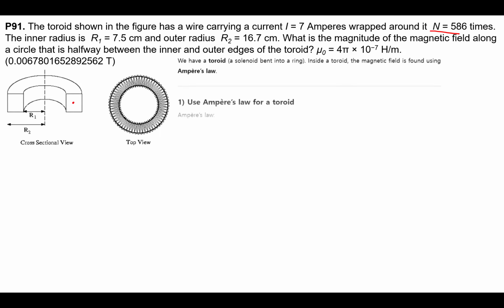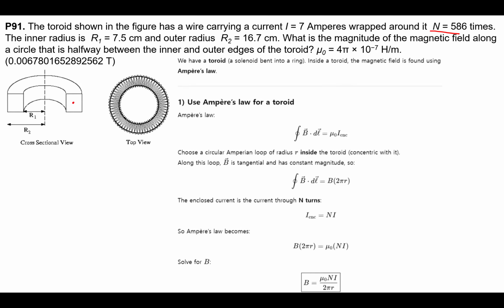So if you look at it, we need to use Ampere's law. We have a closed loop, and this integral is going to be the same as the current enclosed by this closed loop. And we are going to choose a circular Amperian loop of radius r inside the toroid.